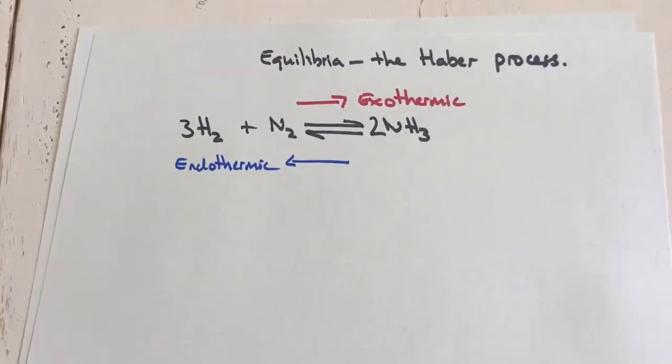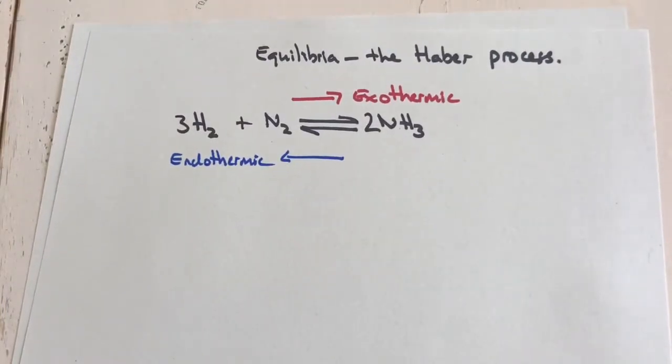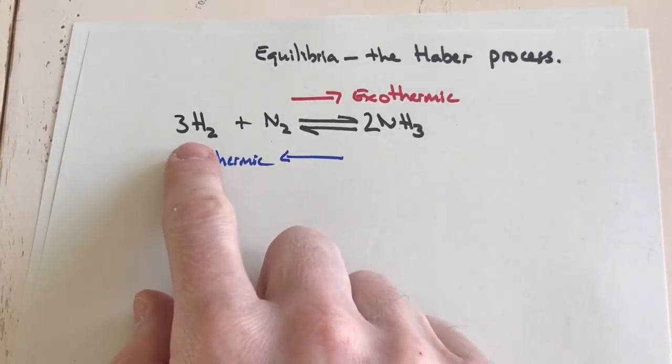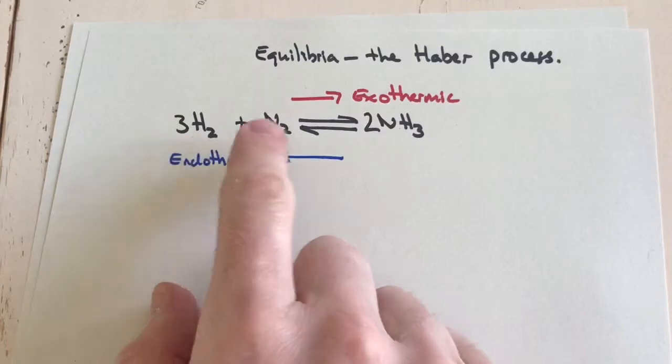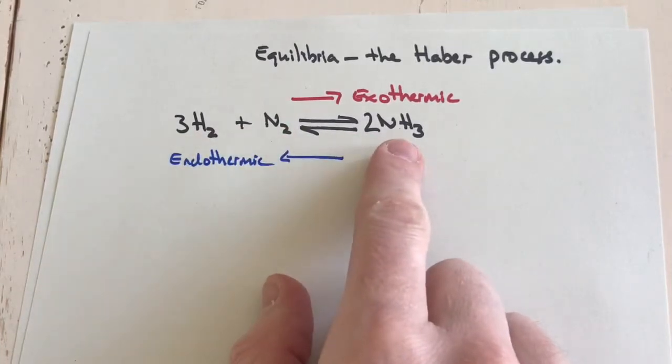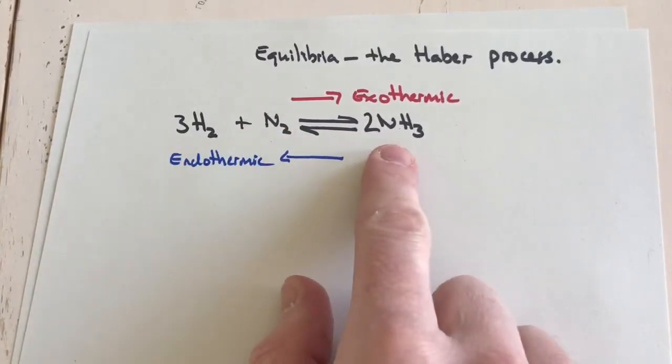Okay, this second video is going to explain equilibrium in terms of looking at the Haber process in particular. So what I've got here is the equation for the Haber process. It shows you that we have hydrogen reacting with nitrogen to make ammonia. I've balanced this equation already, so you see it's going to work for us.